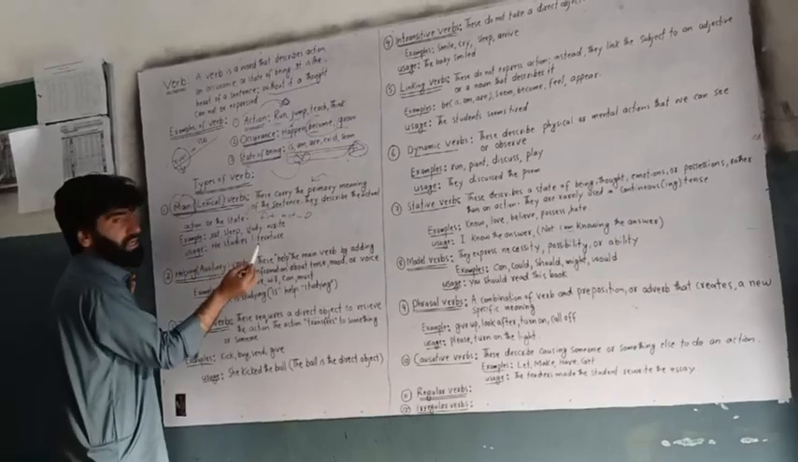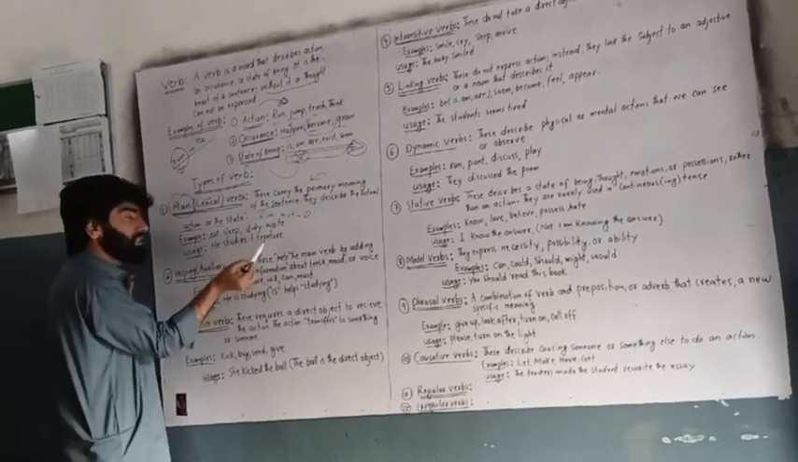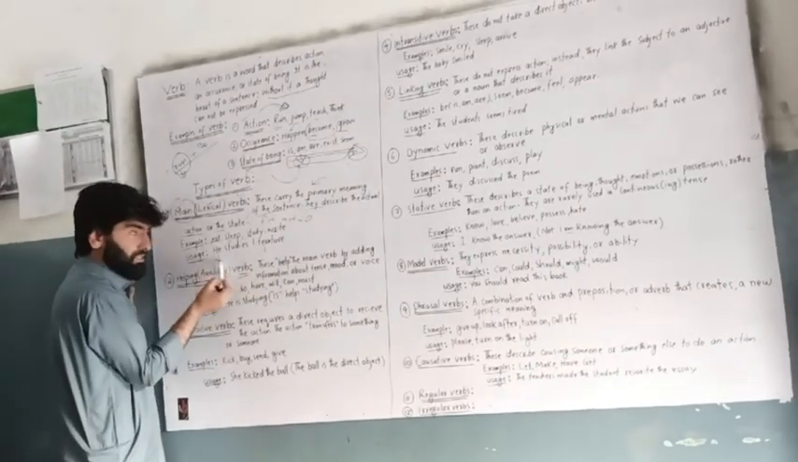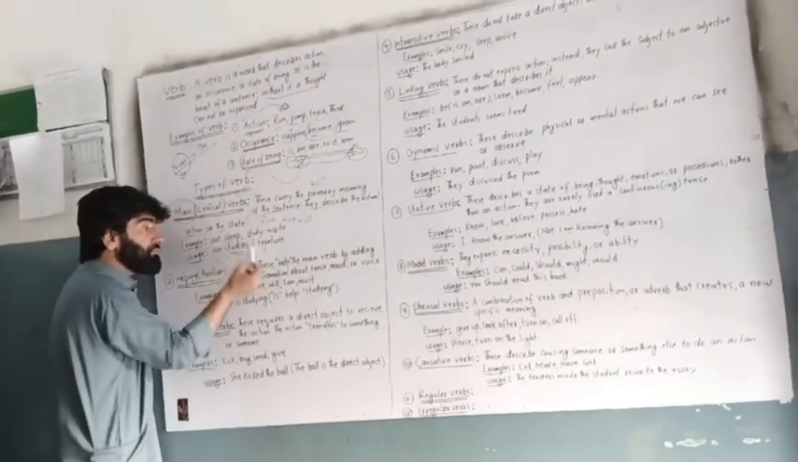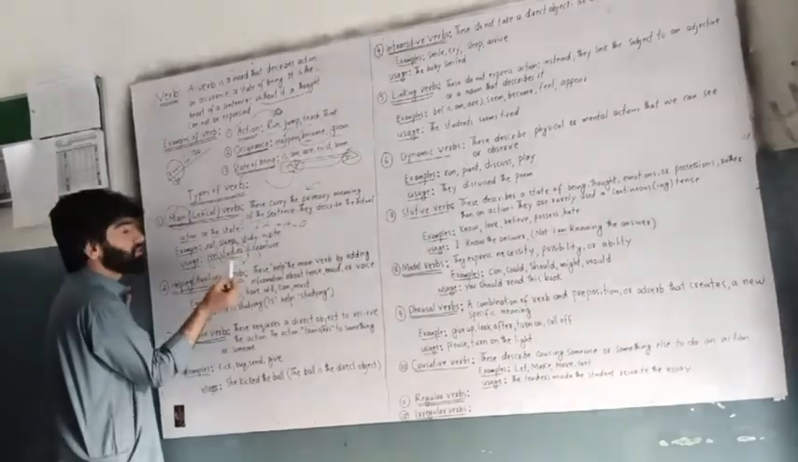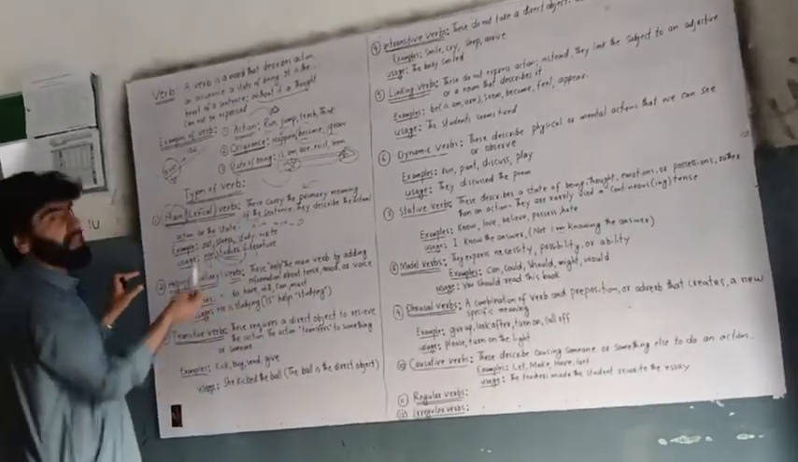He studies literature. So this is an object, this is a subject, and this is a verb, and it focuses on the main meaning of this sentence, that is, studies. So studies, for me, is a main or lexical verb.